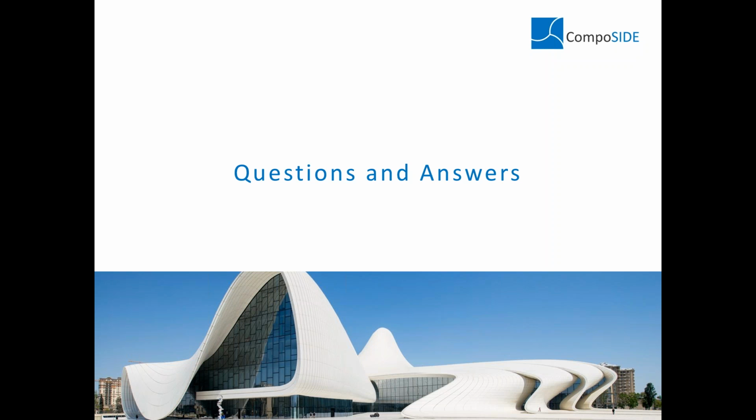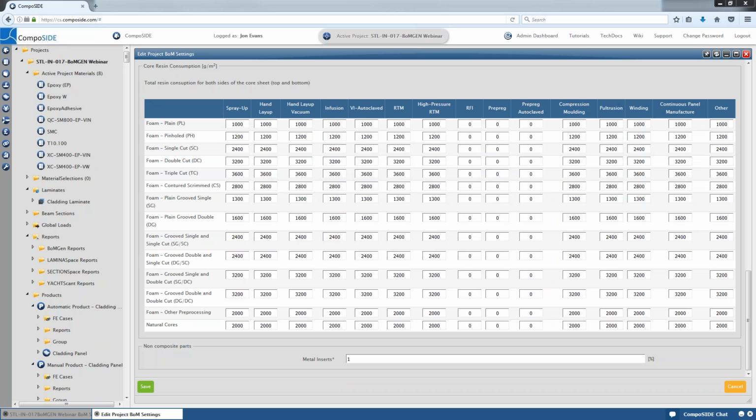Okay. Another good one. Is it possible to add center of gravity values in BomGen? Yes, it is. We've used this quite a bit recently. You can put it in for each of your topology groups, and then CompoSIDE automatically calculates your whole product center of gravity from that.